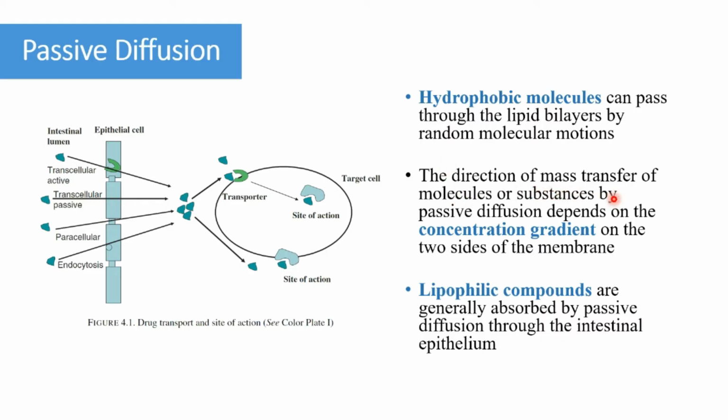And the direction of mass transfer of molecules or substances by passive diffusion depends on the concentration gradient on the two sides of the membrane, of course. While lipophilic compounds are generally absorbed by passive diffusion through the intestinal epithelium. So here, hydrophobic molecules can go through the lipid bilayer or the membrane by random molecular motions, while lipophilic compounds are generally absorbed by passive diffusion only.